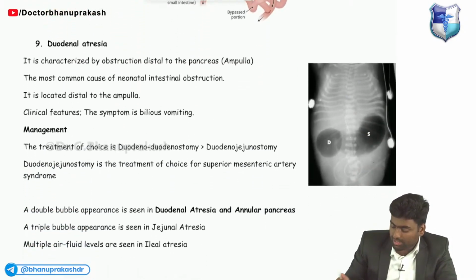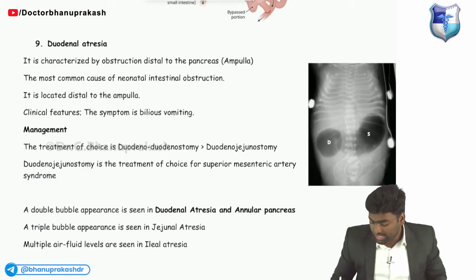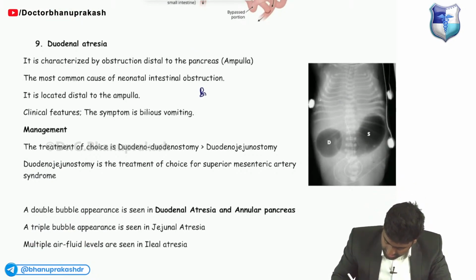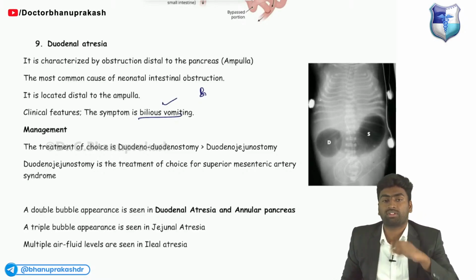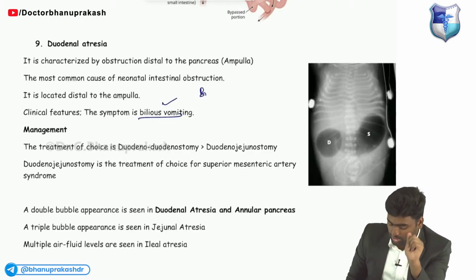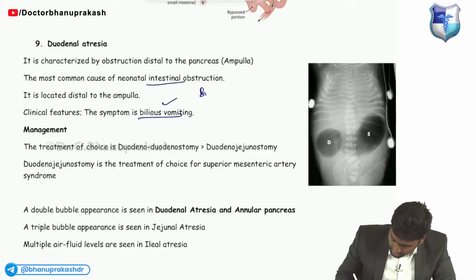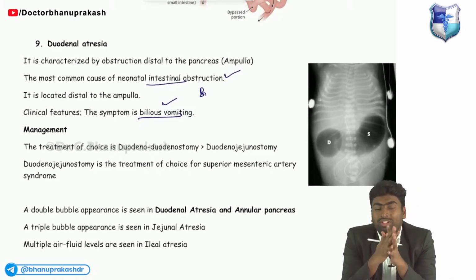Then we'll move on to the next part. You saw this child who is presenting with the features of bilious vomiting. Why? Because this obstruction mostly happens at the level of D2, or between D2 and D3 of the duodenum. In these cases, because of this obstruction, the child will be having vomiting. So as I told you, whatever the small intestinal complications, it will be presenting with vomiting. So the child will vomit out.